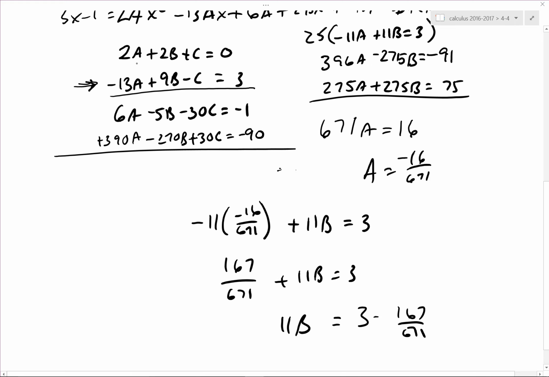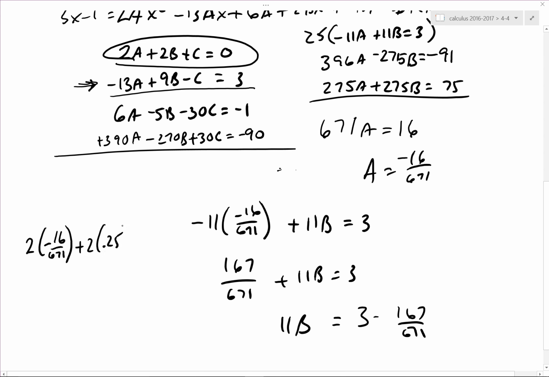I just plug them back in up here, I guess, and find C. That's handy. Okay, nice. So 2 times, I'll rewrite it for you. Plus 2 times 0.25 plus C equals goose egg.